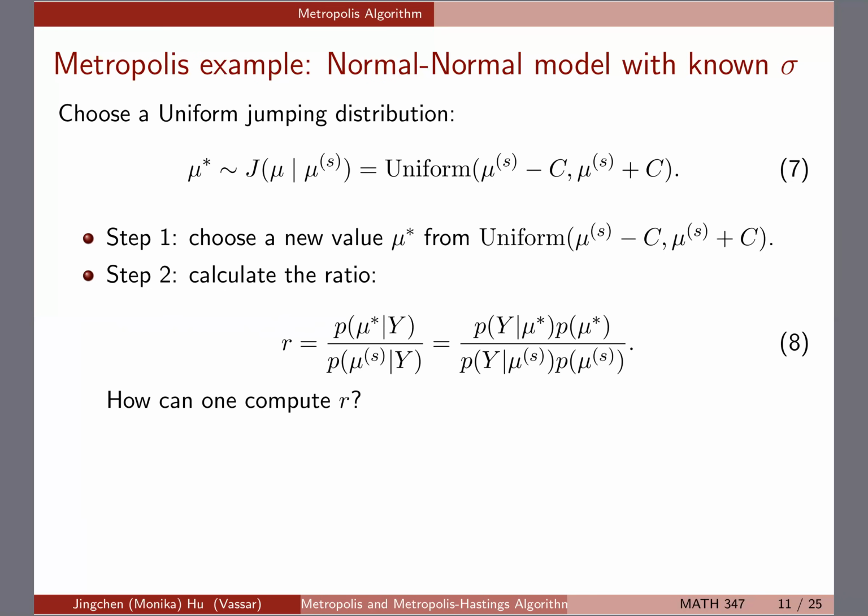All right, so how are you going to do this? You're going to generate, not choose, a new value mu star from this distribution, and then we're going to calculate this ratio. We have to get this ratio first and then determine whether we're going to jump or not. My question for you is, how are you going to compute this R? We know this is the formula, but in the context, what does it mean?